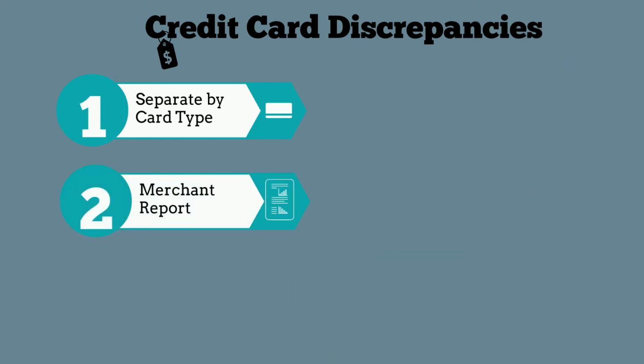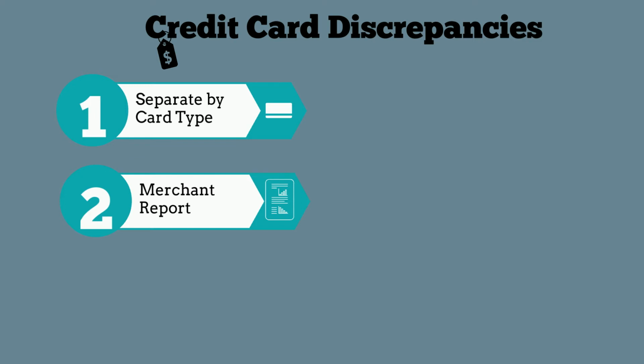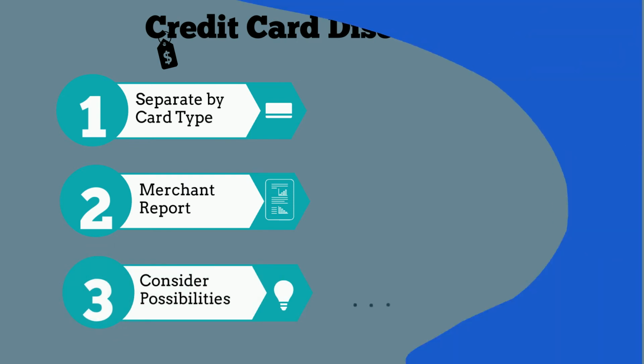If you identify a credit card discrepancy, request the merchant report. Your analyst can provide this to you if you are using IEEE's merchant account program. Having this report allows you to review batches of payments, which can be helpful if you received credit card payments in lump sums. Finally, consider other possible reasons why there might be discrepancies. We will go over these shortly.